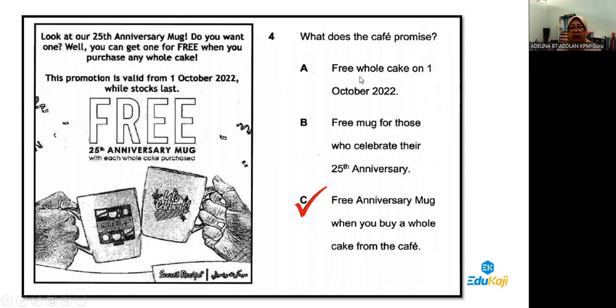Okay, look at the option, free whole cake on 1st October. Is it? No, it's not free cake only on 1st of October. It is until stock lasts from 1st October, not on. See the duration of time? Okay, free mark for those who celebrate their 25th anniversary. We are not talking about the customer's anniversary. We are talking about the shop's anniversary. Therefore, the answer is C. So they will get free anniversary mark when you buy a whole cake from the cafe.